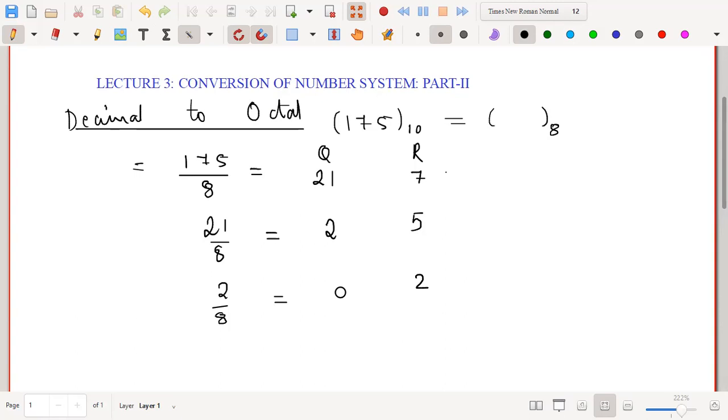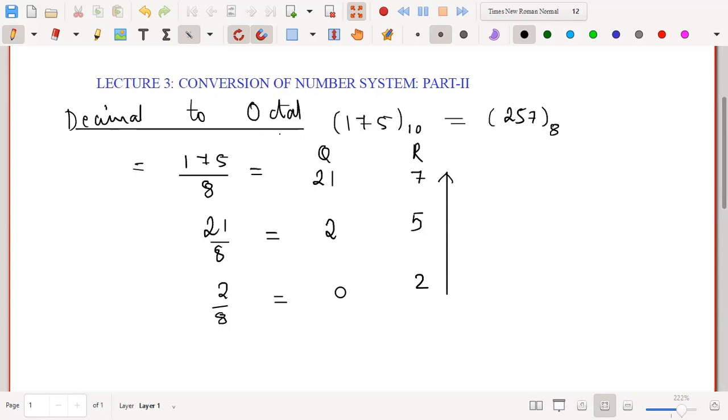Then you go in the upward direction, that means from the bottom to the top. So 175 in decimal is equal to 257 in octal. Let me just write it down here: 257. In this way, you can do the conversion from decimal to octal. Similarly, you can try to solve different examples.